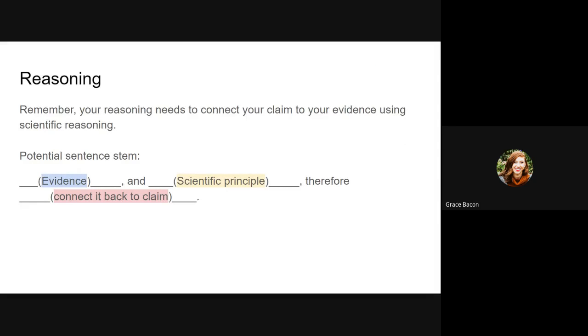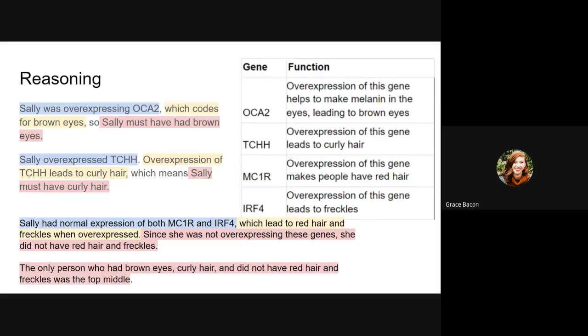Your reasoning then connects your claim to your evidence using scientific reasoning. And the sentence stem we've been practicing is: include your evidence, then talk about your scientific principle, and say "therefore," and connect it back to the claim. So I've color-coded this here for each piece of the reasoning.